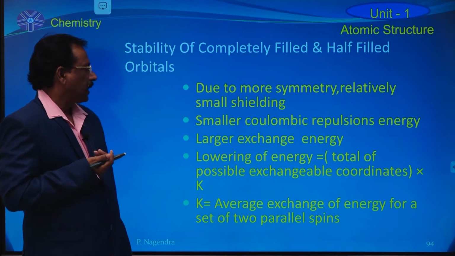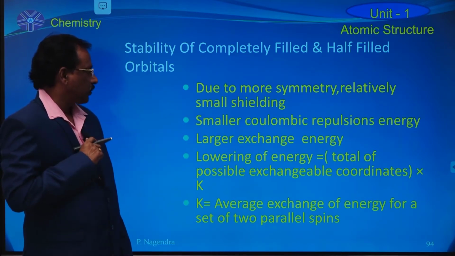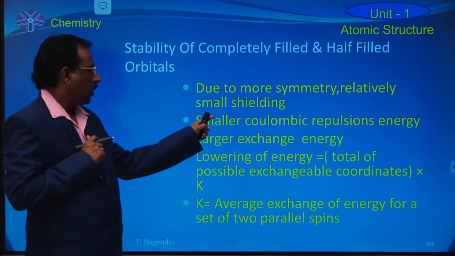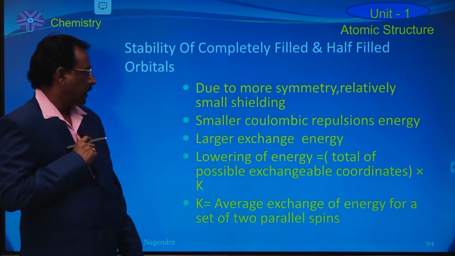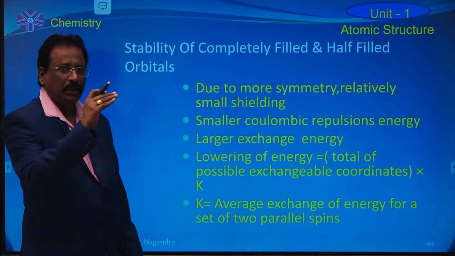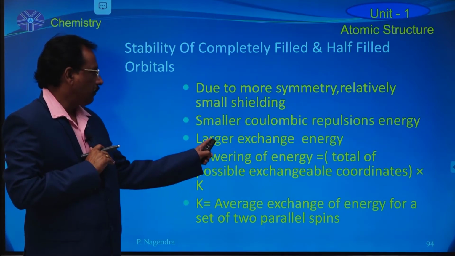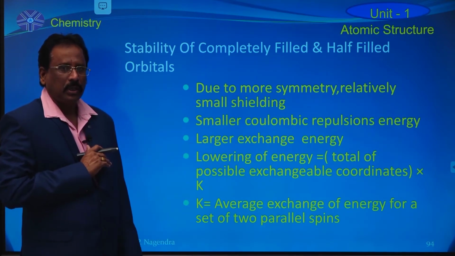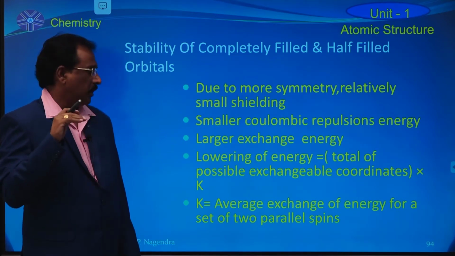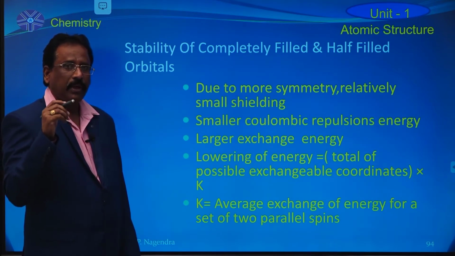That's why they show relatively small shielding and smaller Coulombic repulsion energy due to mutual exchange of electrons from one position to another position. Lowering of energy is more, that's why stability is more.